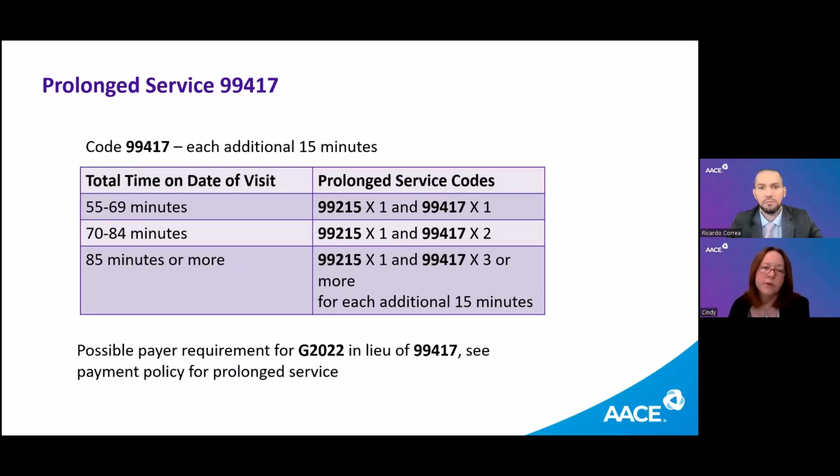I want to take a brief aside to say that if the patient required even longer, if you met 55 minutes of total time on the date of service, it would be possible to report prolonged service in addition to the 99215. Now, there's a caveat on that. If you have a health plan that is following Medicare policy, they'll instead require G2022 and have a higher time threshold for reporting prolonged service. And that's not something that you necessarily need to focus on, but rather your billing staff should be aware of and choose the appropriate time and codes for reporting.